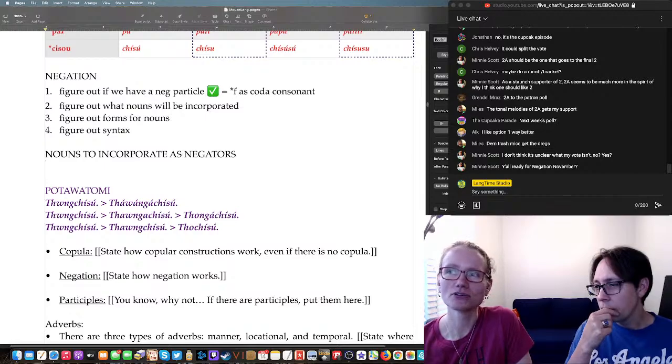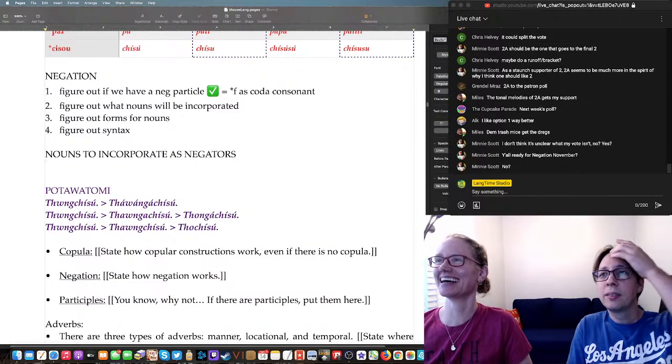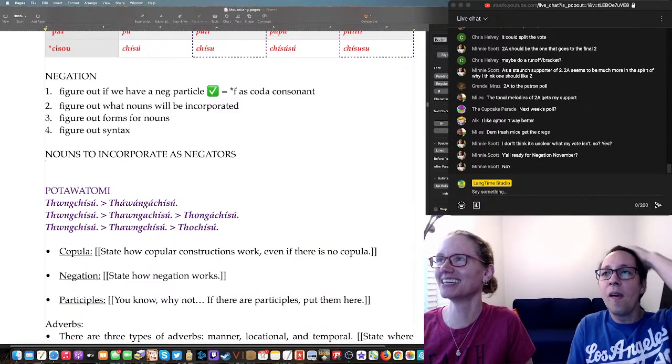And these mice are already a work of art. I'm going to have another cupcake as soon as this is done. Oh, I know. Anyway, all right, so. Negation November.